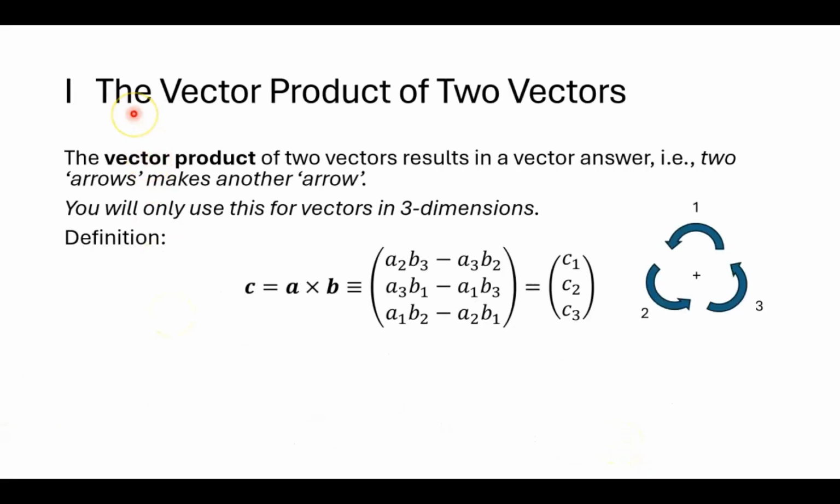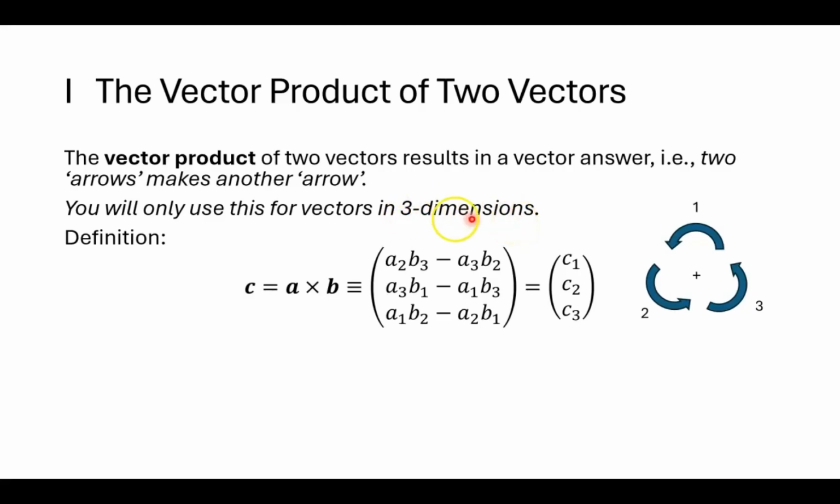Okay, so the next important point we are going to talk about today is the vector product of two vectors. This is something you haven't learned in year 11. The vector product of two vectors results in a vector answer. So, if you have two arrows, you cross them together, and it gives you another arrow. And you only use this for vectors in 3 dimensions. So you will not cross two vectors in 2 dimensions or 4 dimensions. You only cross them in 3 dimensions.